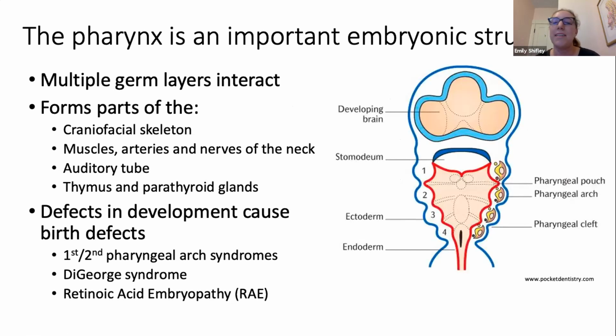Another cool thing about the pharynx, so if we section through the embryo, this is a cartoon of it as well, is that you have multiple germ layers interacting. So the ectoderm is here in blue, the endoderm is in red, and then the mesoderm is in between them. So you have all three germ layers, and you have those neural crest cells that migrate into the pharynx. So a lot of different cell types congregate in this area to form all those different derivatives.